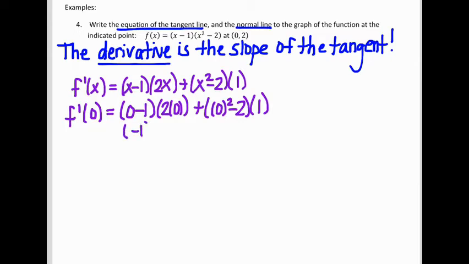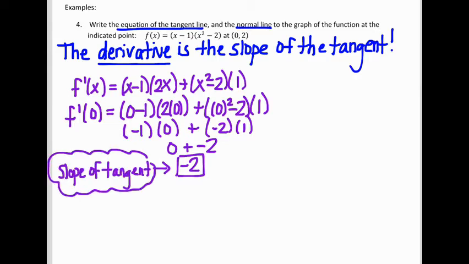0 minus 1 is negative 1, 2 times 0 is 0, plus negative 2 times 1. So we've got 0 plus negative 2, which is negative 2. The derivative at 0 is negative 2. This is the slope of the tangent line. Now I have everything that I need. I have a point, (0, 2), and I have a slope of negative 2.